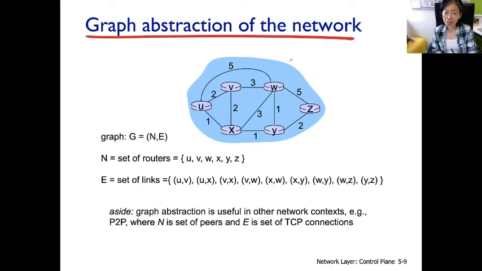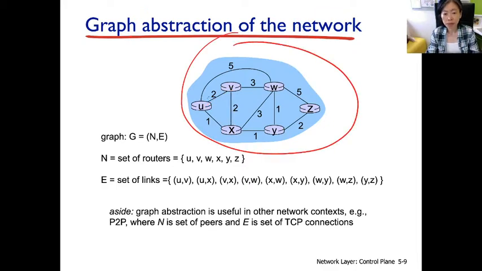In the next couple of slides, we are going to introduce a new term called graph. A network of routers interconnected by links is a graph. So let's focus on the network in the middle here. What you see is that we have router U, router V, W, X, Y, Z. So we have a set of routers, and there are 6 of them.